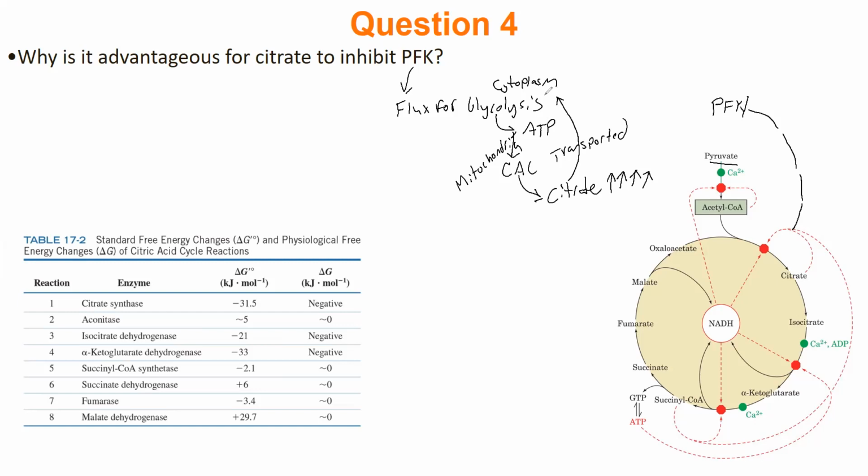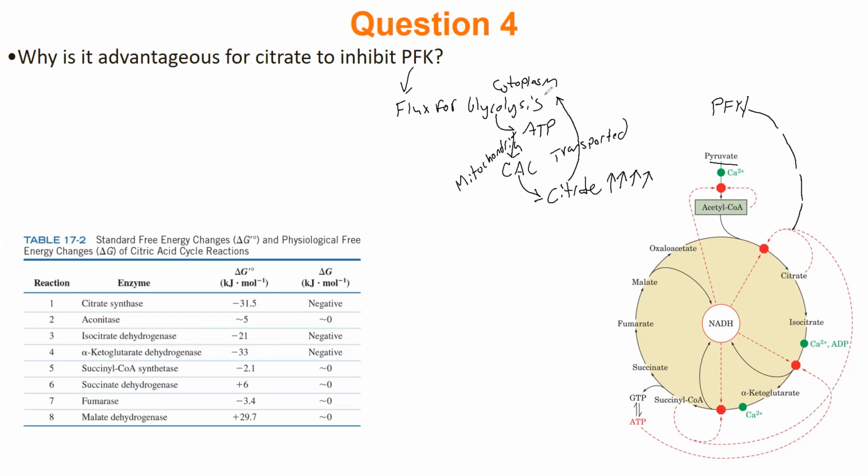So thinking as a cell with very limited resources, you don't want to keep spending your glucose to make ATP when you have this much citrate, because you have ATP. So stop glycolysis. And the way to stop glycolysis is inhibiting PFK. So citrate goes and inhibits PFK. You can use that glucose for other things.